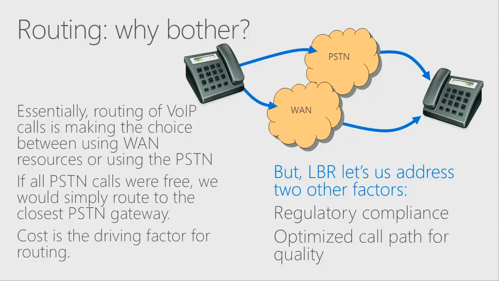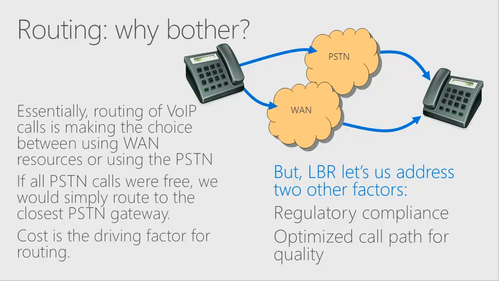I've made the claim before that if every PSTN call were free, right, no long distance charges, no premium numbers, no extra cost for mobile calls, telephone systems would have been built completely different with respect to routing. They would have just said, well, hey, we'll just pick the closest gateway and send it out to the PSTN and let the PSTN route. Why consume your wide area network resources for that call if we're not going to save any money on the PSTN for it? And that's why we talk about least cost routing a lot.